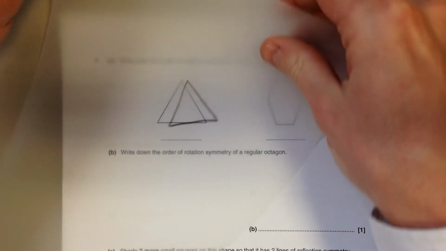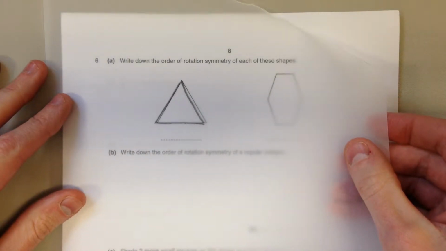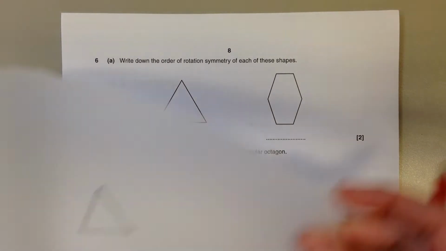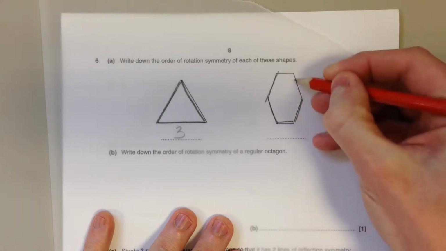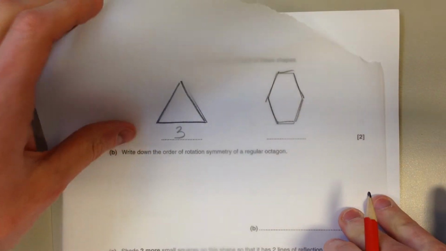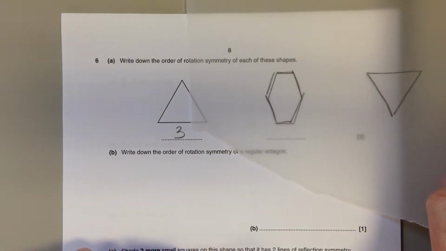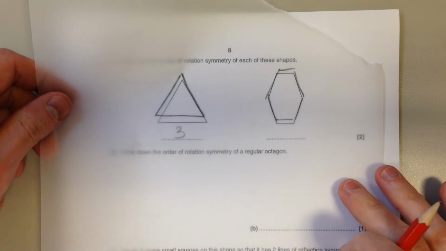So with the triangle, there's one, there's a second, there's a third, and we're back to the start. So the order of rotational symmetry is 3. Next shape, do exactly the same thing. Turn it around. With this particular one, we don't get the same shape again until we get halfway around. So there's one, and there's a second.